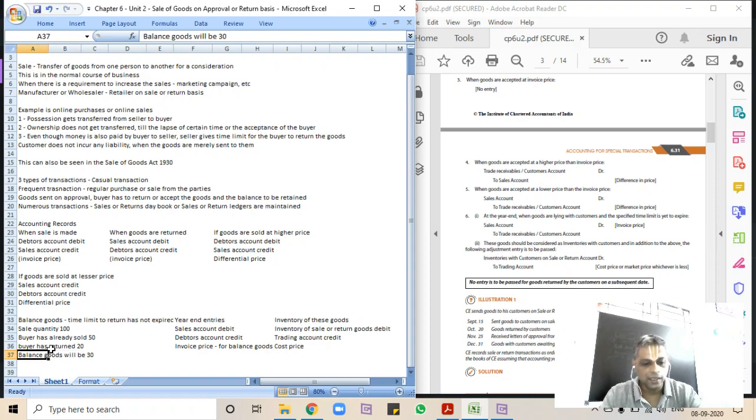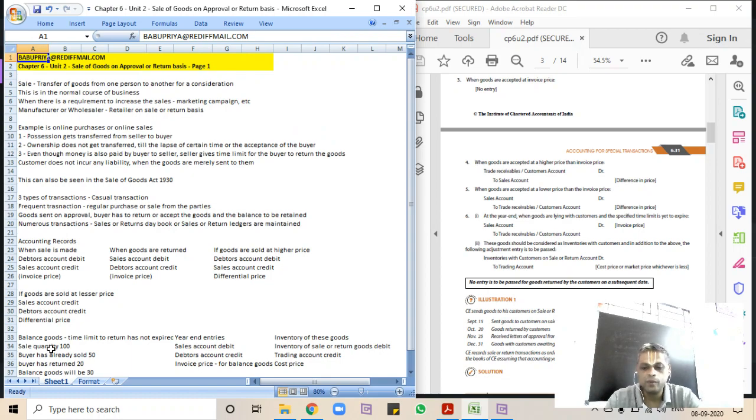I'll explain it one more time in the next class when we go into the illustrations. So just in case you have any queries or doubts, please send an email to me at babupriya@rediffmail.com. I'll come back to you with any doubts or clarifications that you might have.